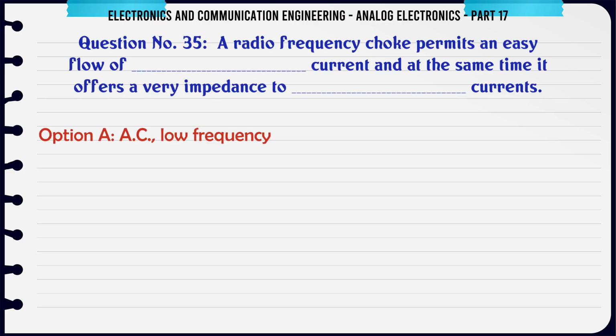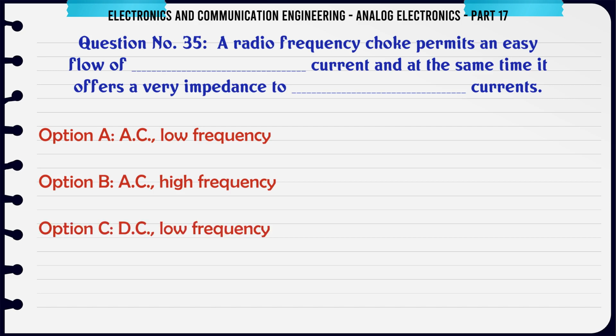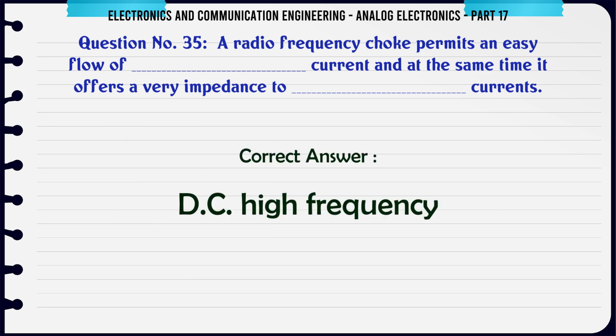A radio frequency choke permits an easy flow of current and at the same time it offers a very high impedance to currents. A. AC low frequency, B. AC high frequency, C. DC low frequency, D. DC high frequency. The correct answer is DC high frequency.